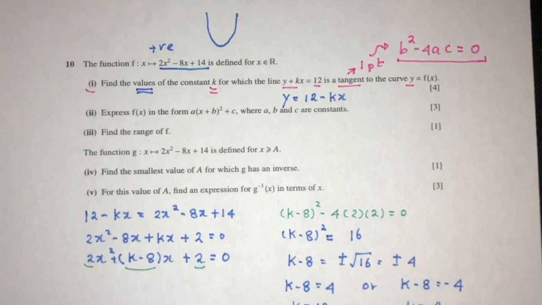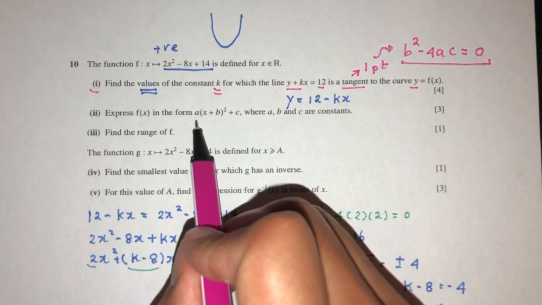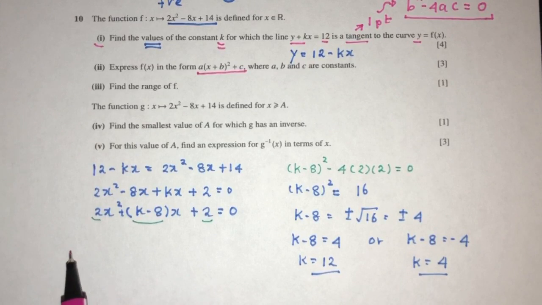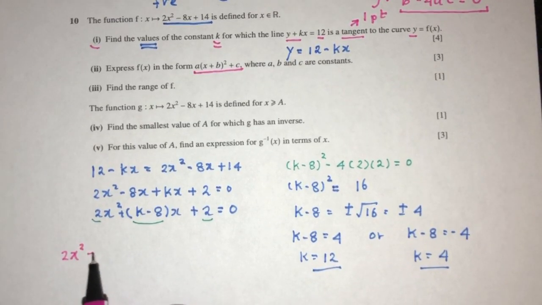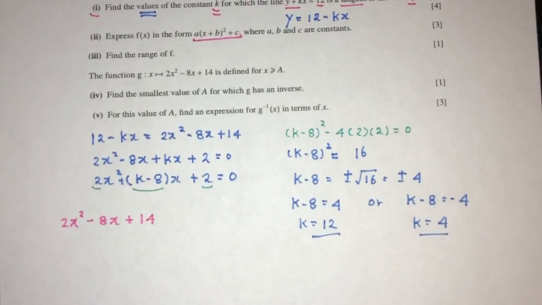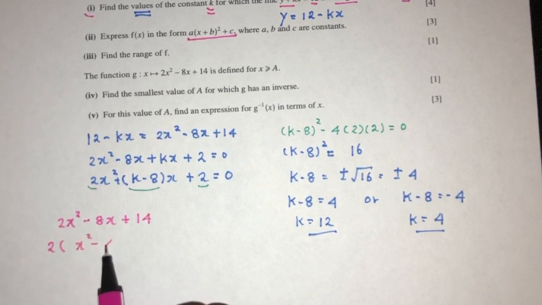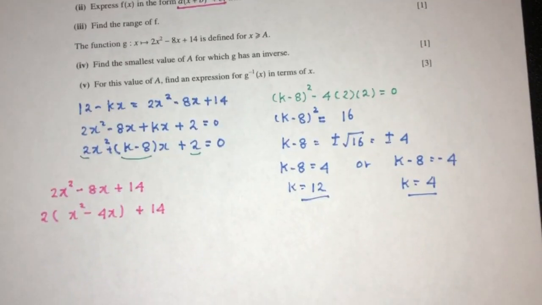Now for part 2, we have to express f of x in this form. So we're basically completing the squares. So one by one, here we have 2x squared minus 8x plus 14. The first thing we'll look at is the coefficient of x squared. It happens to be 2. We need to change this to 1. So we factorize. That will be 2 times x squared minus 4x, and for this one, we can just leave this outside. No big deal. Now this is 1 now. We can proceed to the next step.